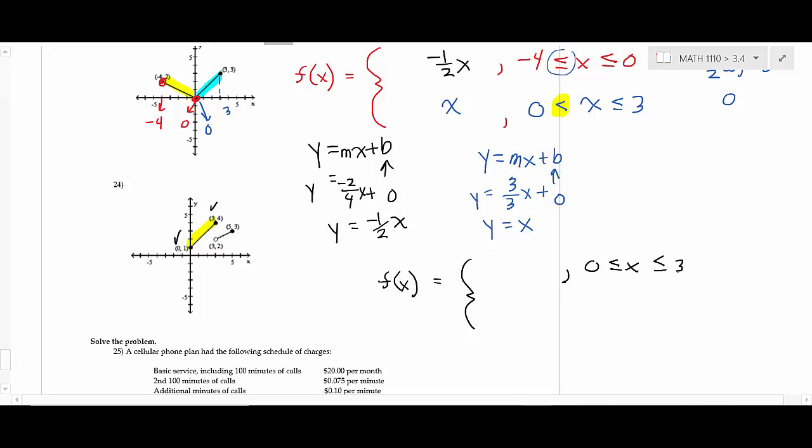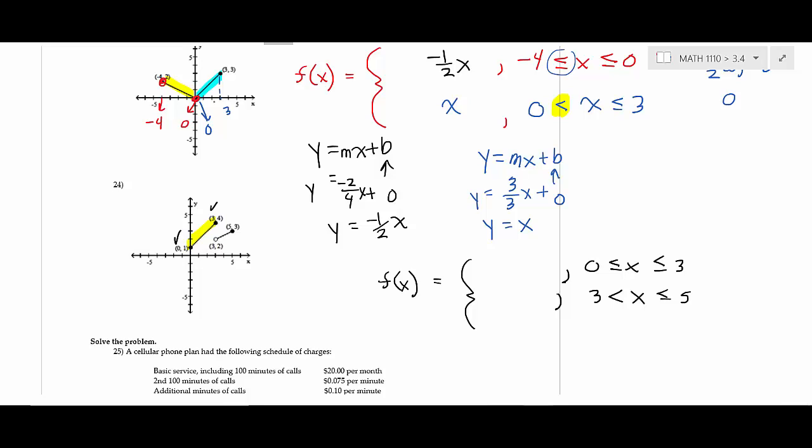How's the next one going to go? That looks like 3 to 5, right? That one's open, that one's closed. So this one is going to go like this. You're going to say 3 less than x, and then less than or equal to 5 like that. Does that make sense why I do the less than there? That's a bubble, so it doesn't include that, but 5 is included because it's a solid dot.